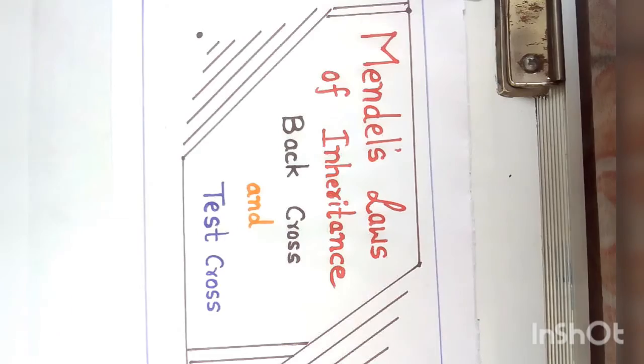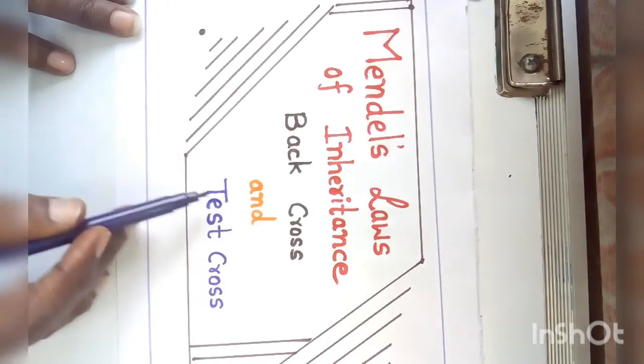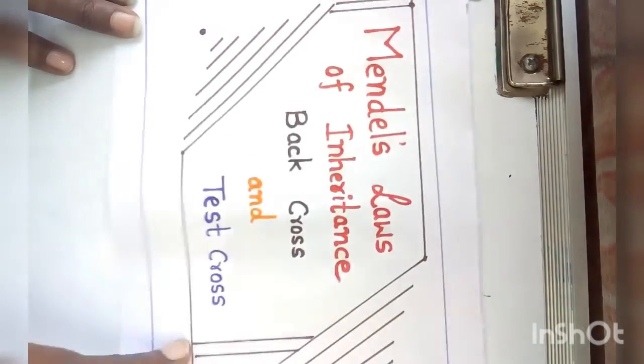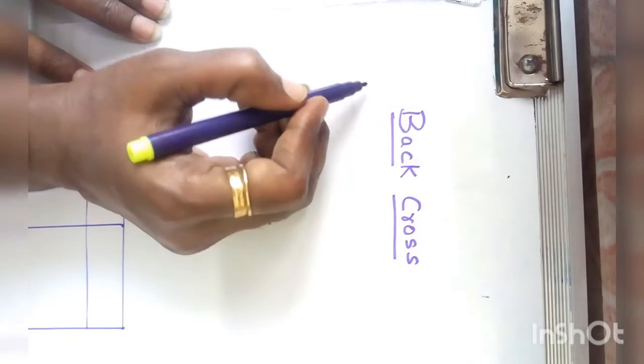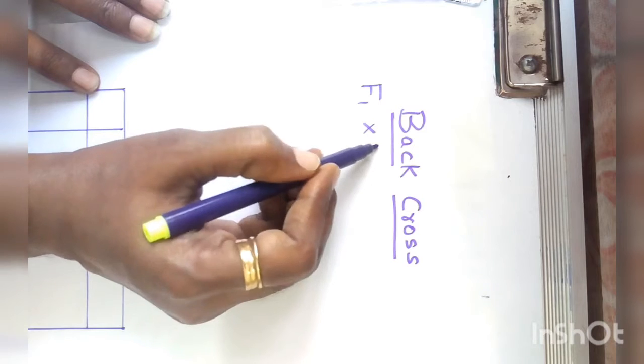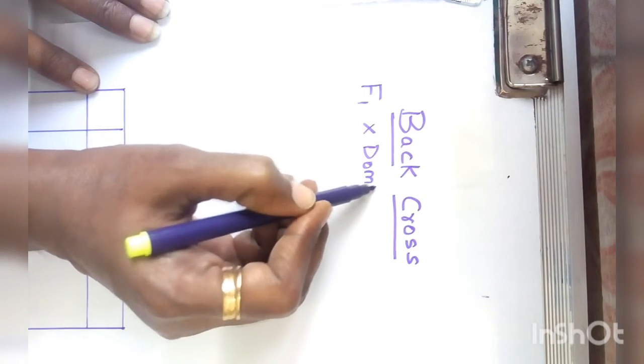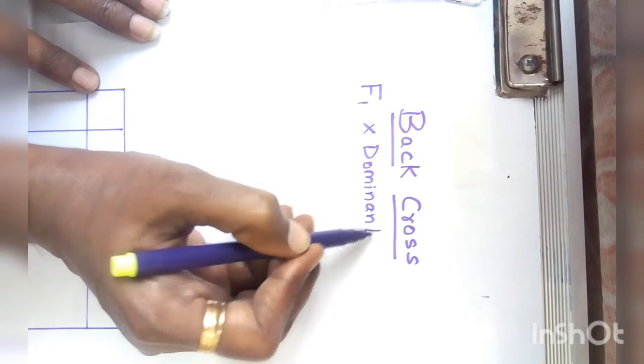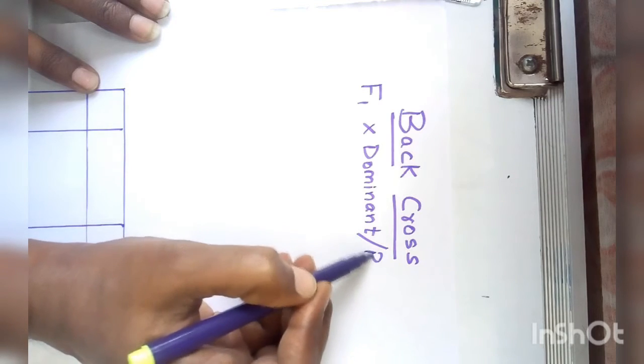Now coming to back cross and test cross. So first we'll see back cross. What is a back cross? Back cross is a cross in which the F1 generation is crossed with either the dominant or recessive parent, that is called a back cross.